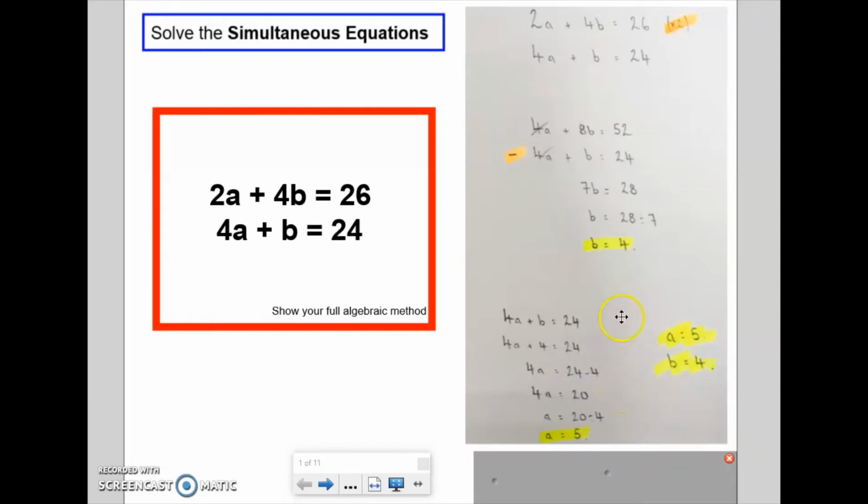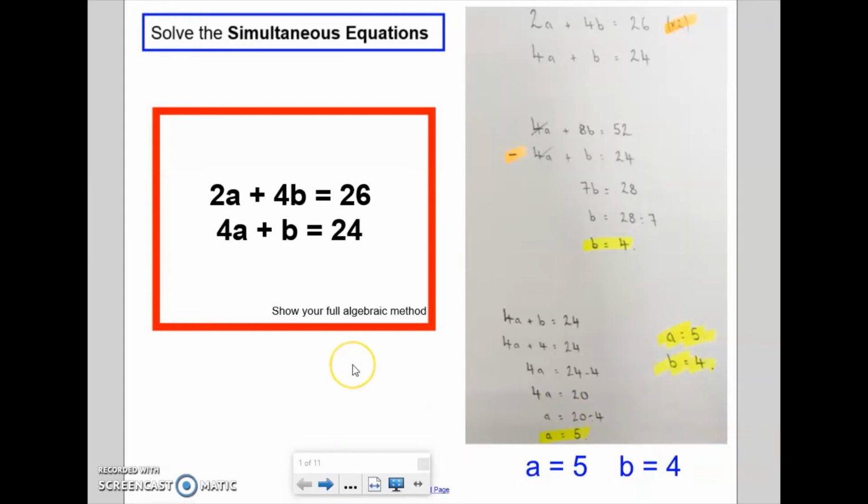Okay, so you can see my working out there. I took my value of b and I substituted into the equation here, b equaling 4. I then left myself at this stage with a two-step equation. I subtracted 4 from each side and then I divided by 4. So I found that the value of a in this question was 5.